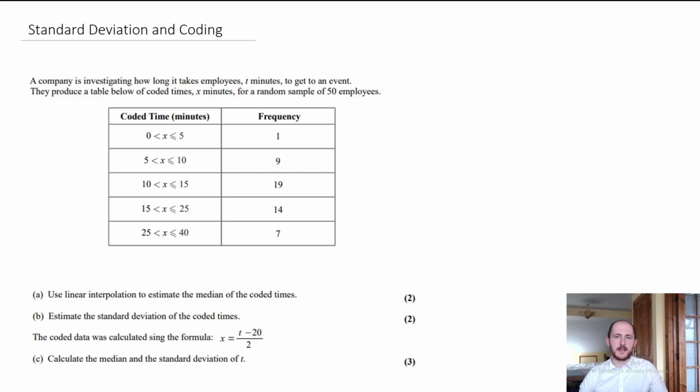So today we're going to be looking at standard deviation and coding, both of which are fairly short topics. Standard deviation I think is going to be quite quick for you. Coding might take a bit longer, but overall it's not that bad. And again, as always, the worksheet and the mark scheme are both going to be uploaded right after this video.